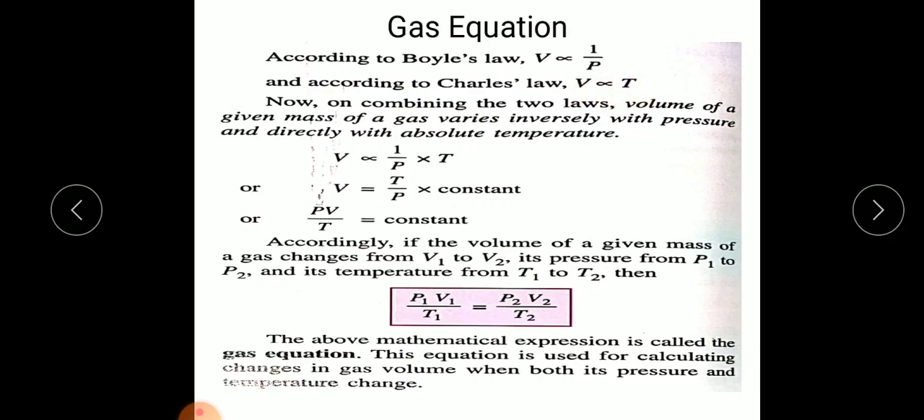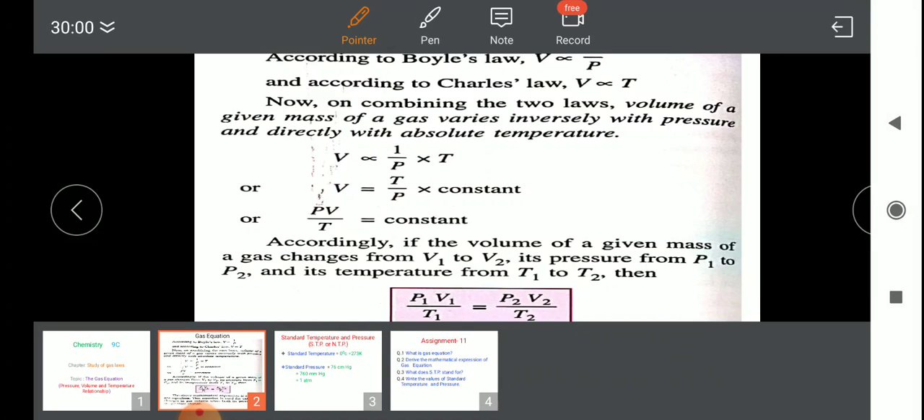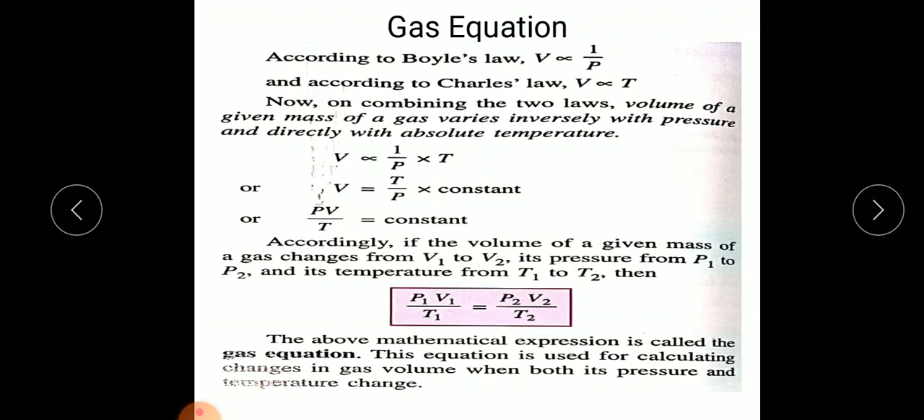Now, on combining these two equations, we can write V directly proportional to 1 by P into T, that is, T by P. When we remove the proportional sign, we put a constant. Now if we make an arrangement, this P will go and multiply V, it becomes PV, and this T will come down, which is equal to a constant.